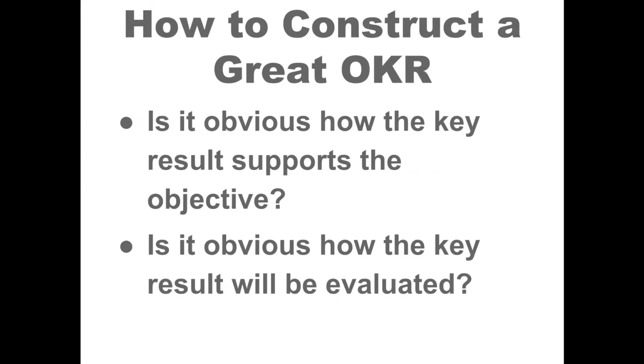And then it also should be obvious how the key result will be evaluated. Usually a key result will state some sort of measurement or some form of what success looks like for that key result, so that at the end of the quarter, it's easier to figure out if that key result was met or not.